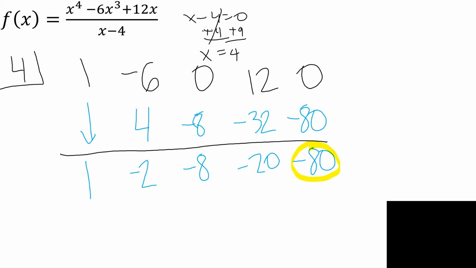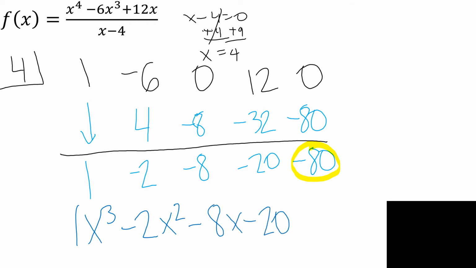So that means that we are going to write our answer down as 1x to the 3rd. We're going to drop down 1 power. Okay? Minus 2x squared minus 8x minus 20 plus negative 80 over x minus 4.